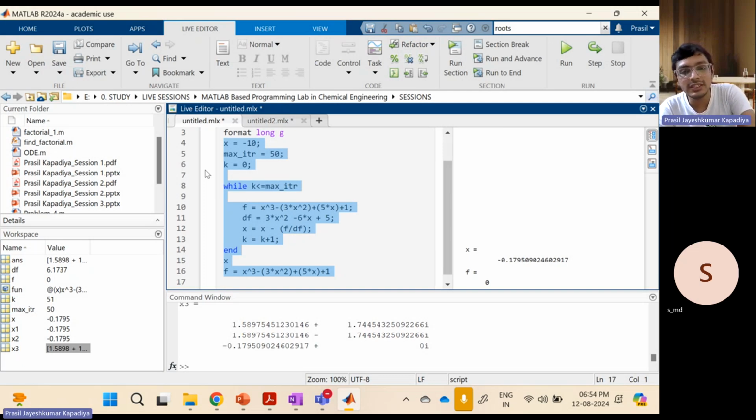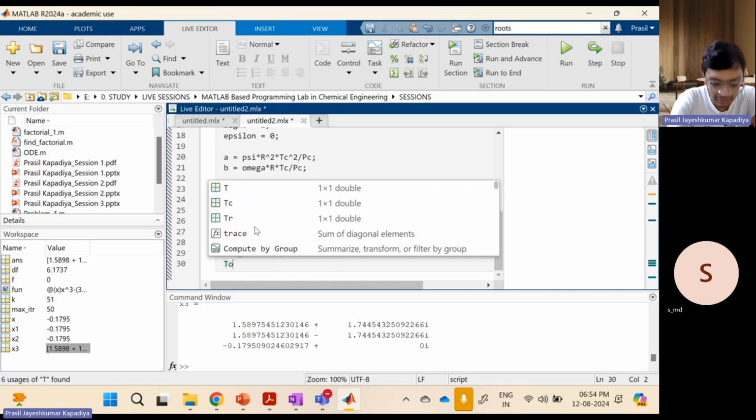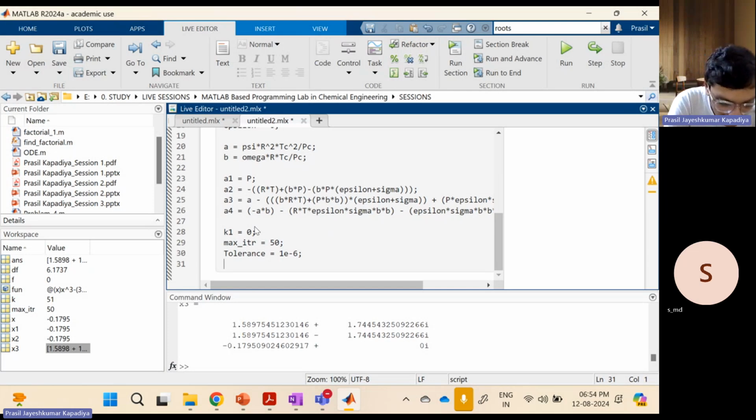I will have to anyway change it because our equation is different. Okay, let me write it down on my own. Let's say maximum iteration is equal to 50. We don't even need that much. Okay, tolerance is equal to, let's say, 1 into 10 raised to minus 6. So I can write it as 1e minus 6. This means 1 into 10 raised to minus 6.